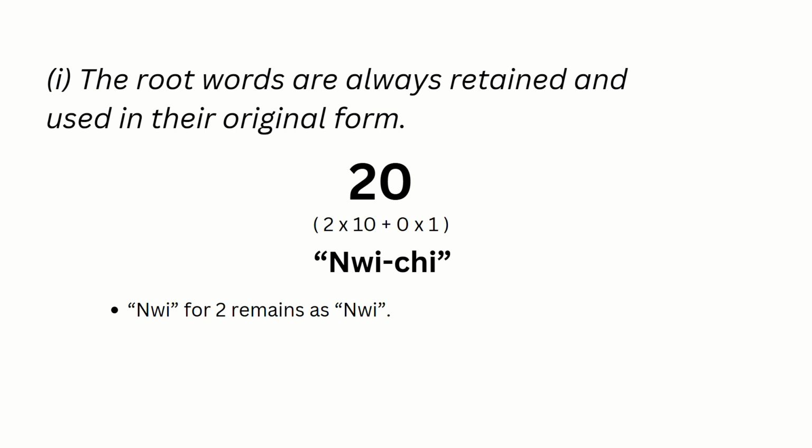In this example, we have 2 into 10 plus 0 into 1. So for 2, we use nui, and for 10, chi. So we call 20 nisi. Here the nui for 2 remains as nui, and the chi for 10 remains as chi. So in Kokborok, the root words are always used. We do not have any alteration, any phonetic adjustment, or any compression.